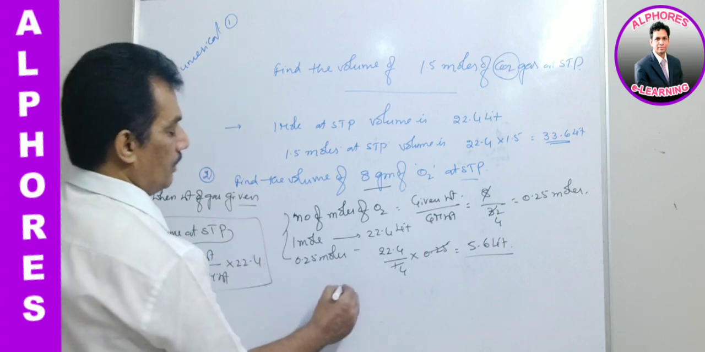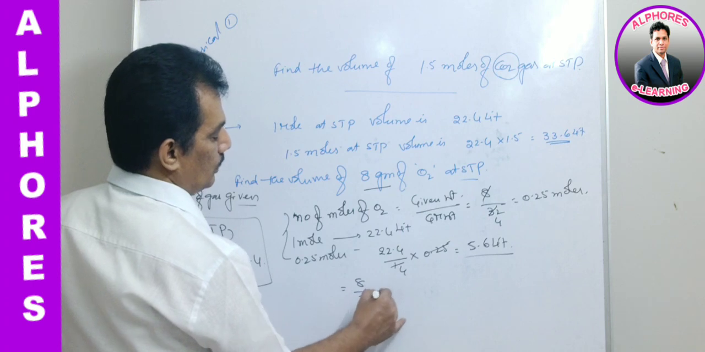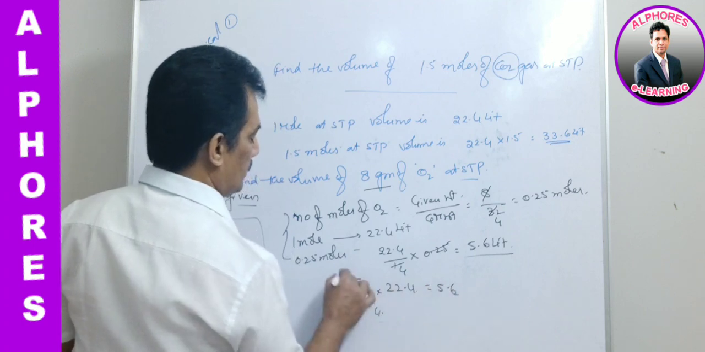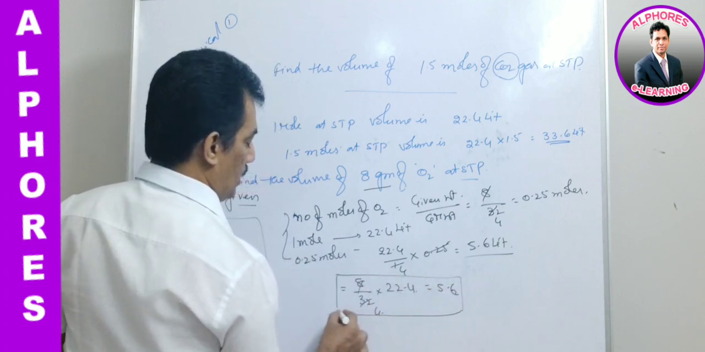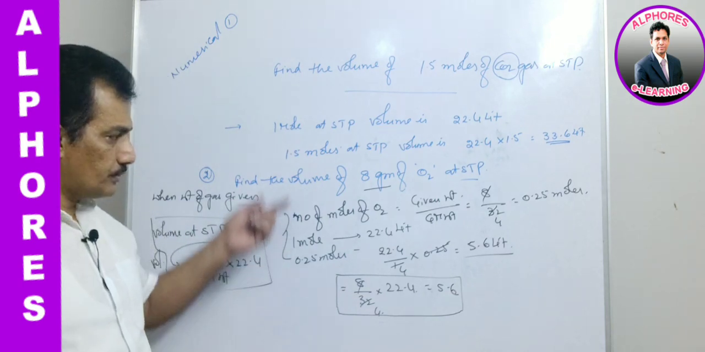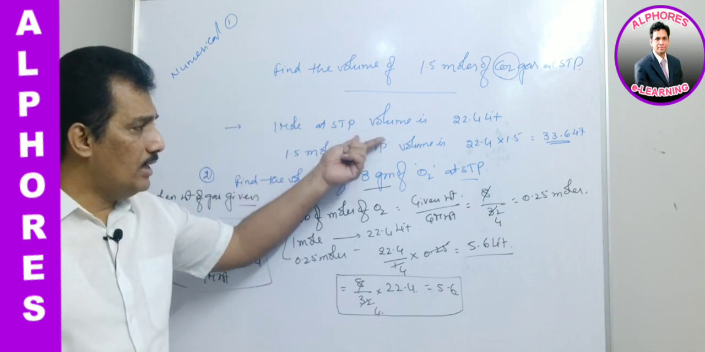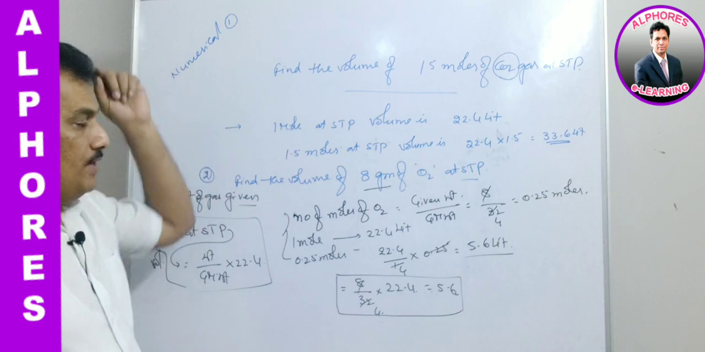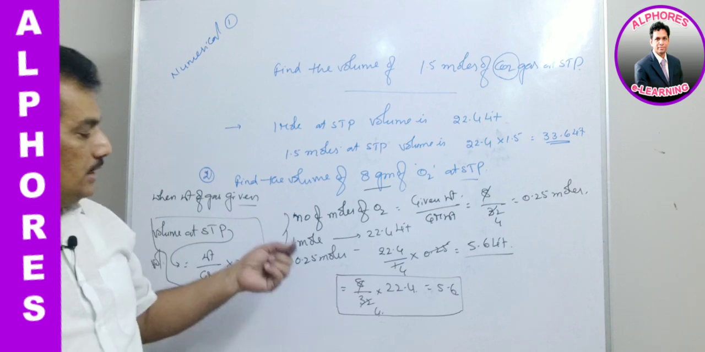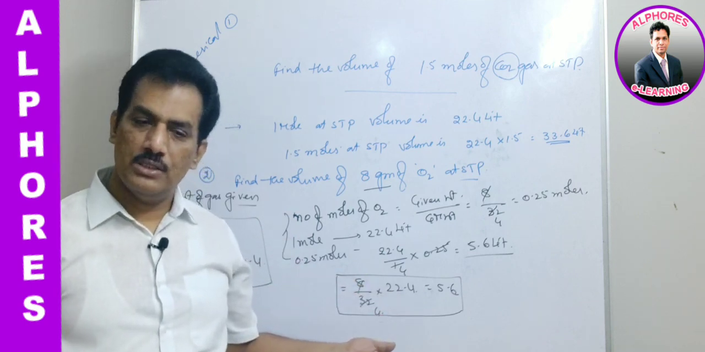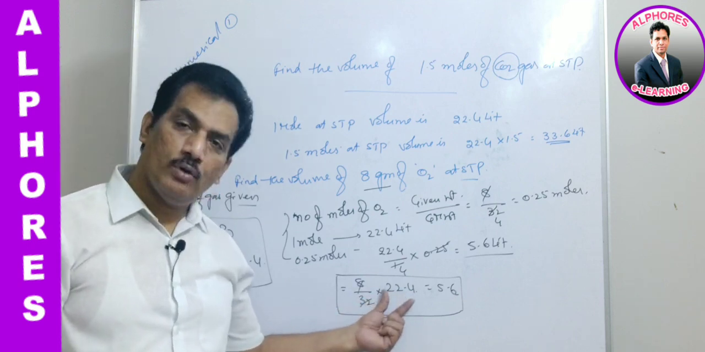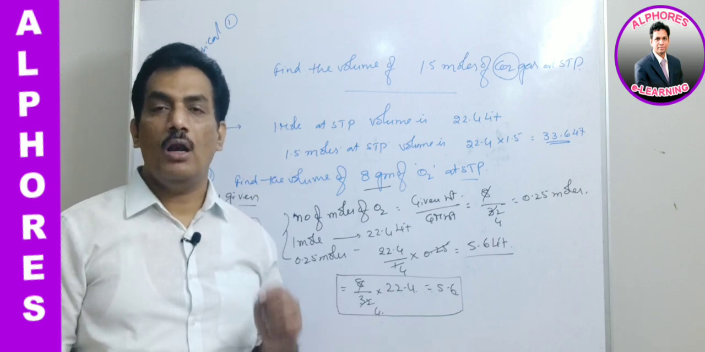Now let us substitute this here. It is 8 by 32 into 22.4. 4, that is 5.6. It is a single step, nothing but for competitive exam mode. Directly we have to substitute these values. Clear? Like that, when moles are given, directly you can convert into volume. When weights are given, you have to convert it into moles and then into volume. And that mole conversion we already discussed in previous sessions, nothing but given weight by gram molecular weight into 22.4. What is 22.4? It is nothing but gram molar volume.